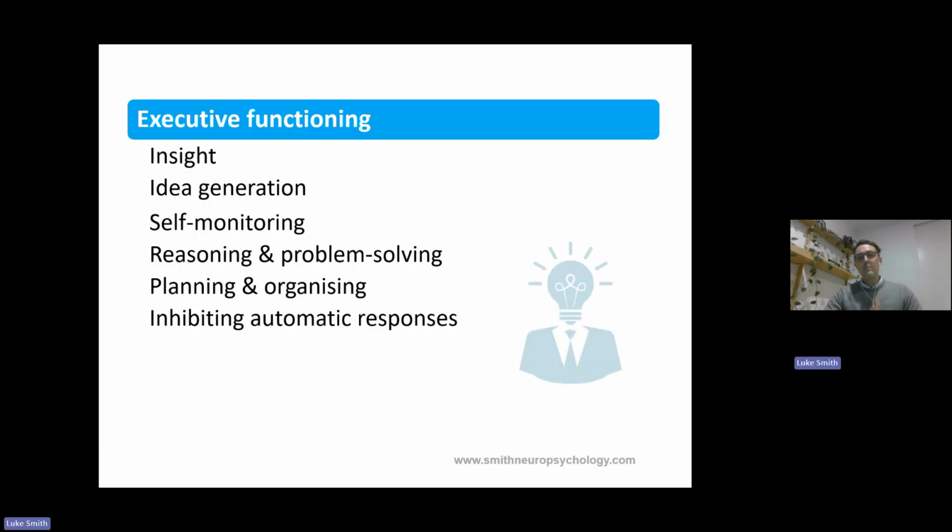An area I wanted to spend a bit more time focusing on is called executive functioning. Why I wanted to do this today is that as a neuropsychologist, this is often the area that I get most questions about. Executive functioning is the more complicated and complex parts of our thinking. It's often what we call in neuroscience top-down processing. So it includes things like insight.